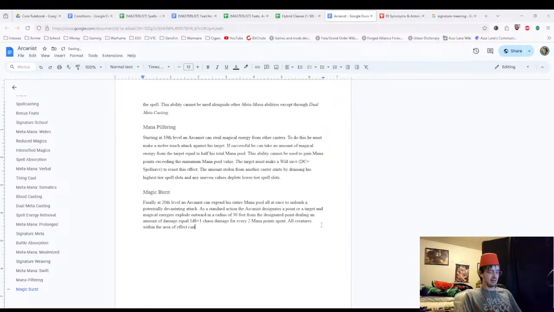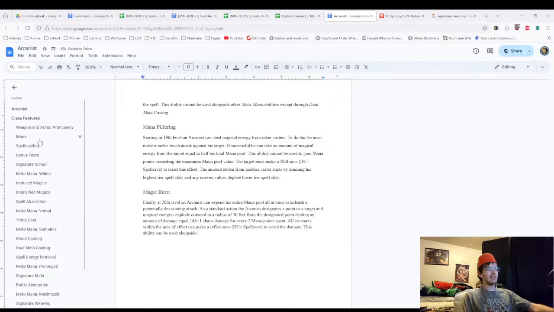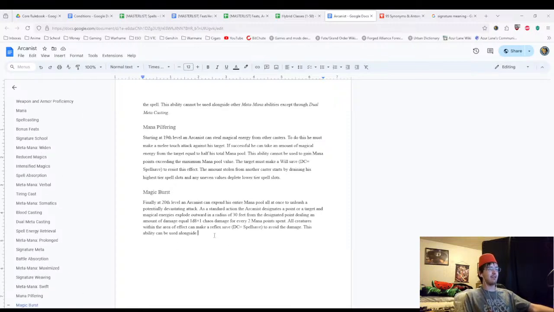All creatures within the area of effect can make a reflex save to avoid the damage. This ability can be used alongside Meta Magic Widen, their first meta thing. Meta Magic Widen. Meta Mana Widen.